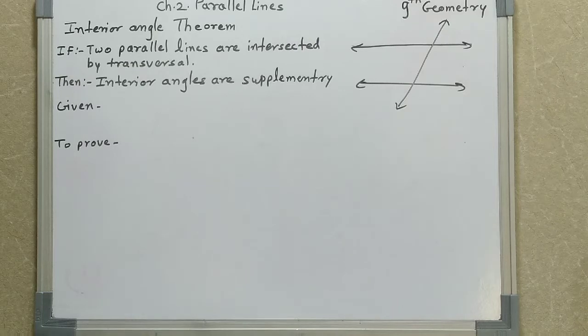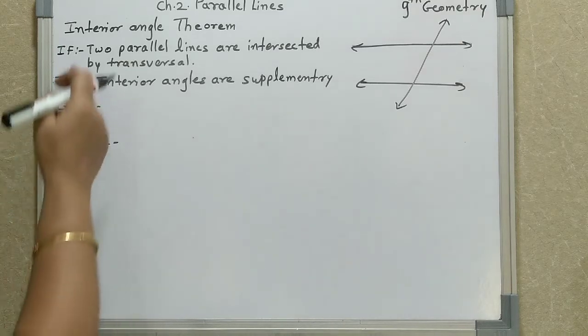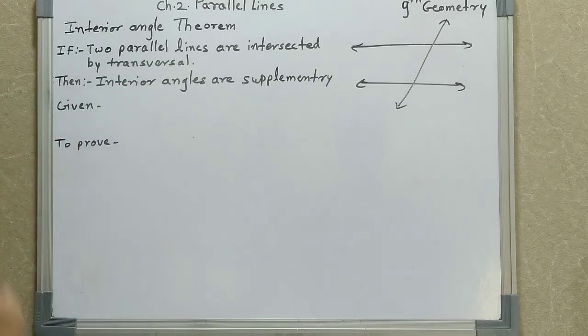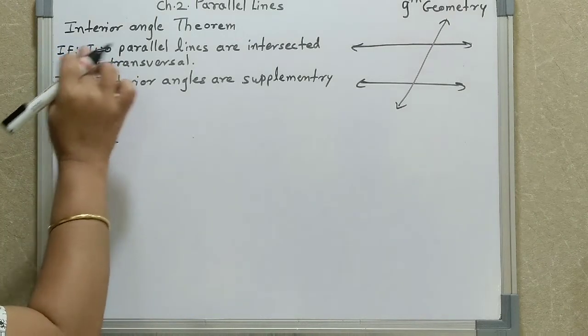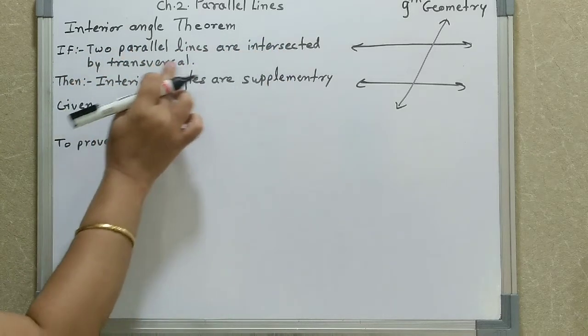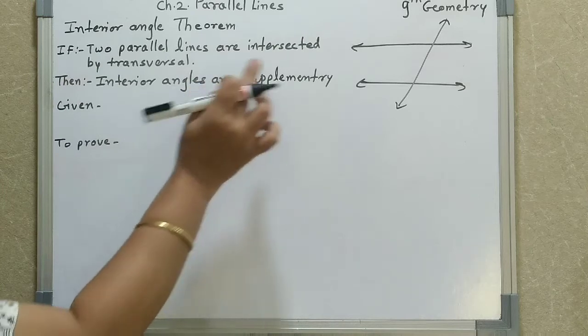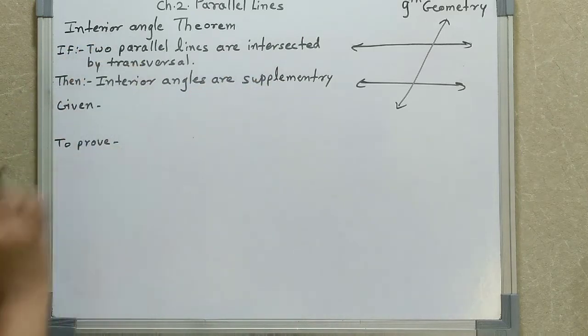What is the statement? If two parallel lines are intersected by a transversal, the interior angles on the same side of the transversal are supplementary. Now we convert this statement into if and then form so we understand easily. How to identify the given part and the proof part of the statement? The if part is the given, and the then part is the proof part. So the if part is: two parallel lines are intersected by a transversal. Then interior angles are supplementary. So this is our given and this is our proof part.